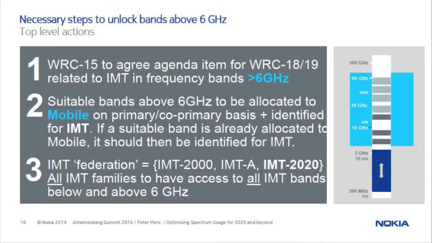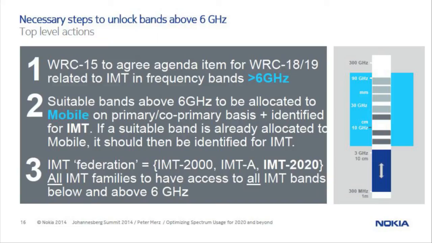So we need to work so that the World Radio Conference 15 agrees on an agenda item for 2018-19 to identify frequency bands for IMT. If we are not going to make that, then millimeter wave or above 6 gigahertz will be 6G, or will not come until the next World Radio Conference.